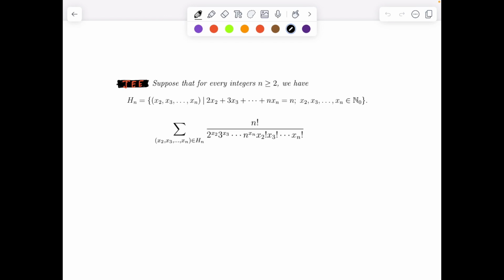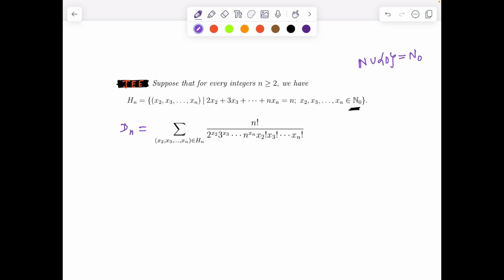Suppose that for every integer n greater than or equal to 2, we have Hn as the set of (x2 to xn), so the set of n minus 1 tuples of whole numbers. N0 means natural numbers union 0, so that's how you define N0 as the set of all whole numbers. We have to find the sigma of all elements belonging to Hn in this summation. So let's call this Dn.